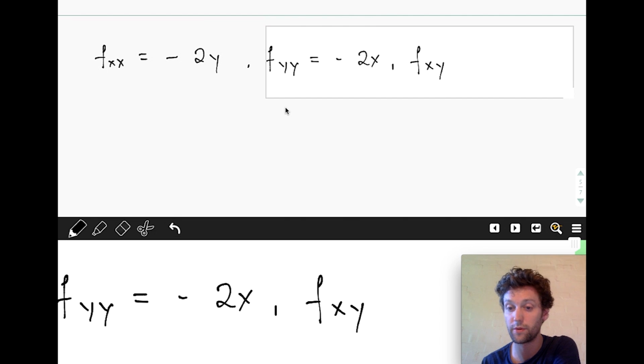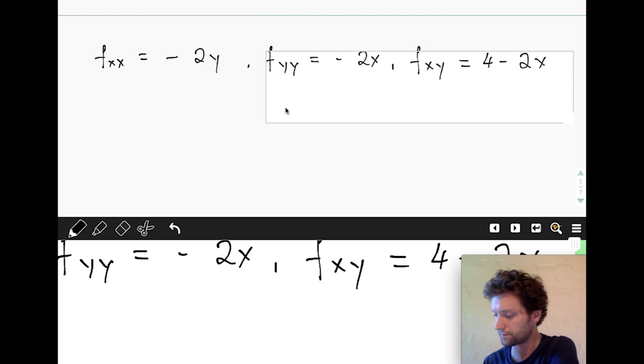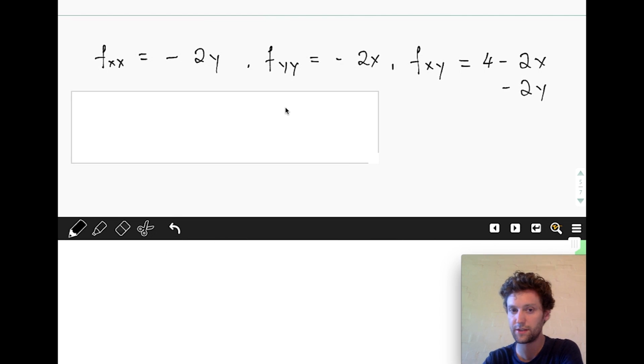And then I've got the mixed derivative with respect to x and y. So I can either pick the first derivative with respect to x and take its derivative with respect to y, or the other way around. Either way, I get 4 minus 2x minus 2y. So those are my second derivatives.